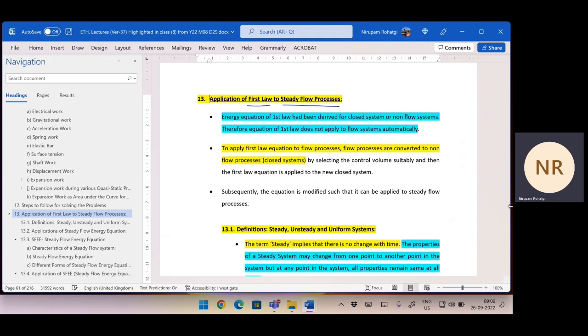Now, whatever we have studied so far about the first law was applicable to closed system. Now, if you want to apply those equations directly to flow system or open system, it is not possible, right? Because we had started with an assumption that mass is constant. When you talk about open system, the mass is going in as well as coming out. So we have to derive these equations again. Okay.